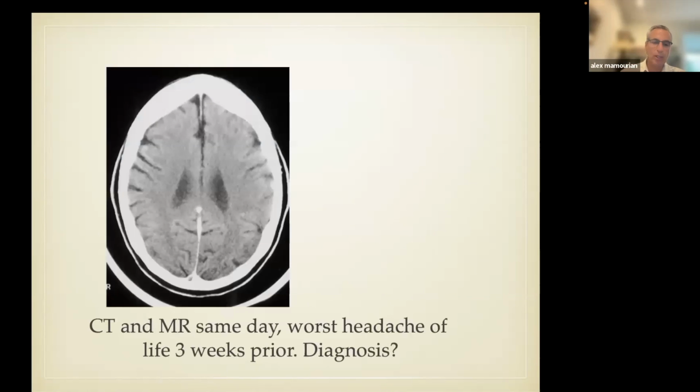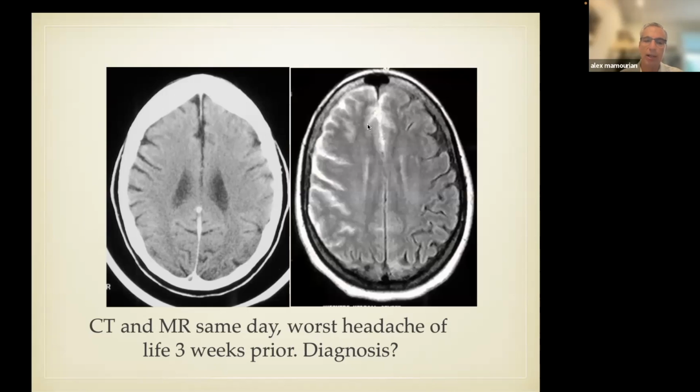So let's look at this patient. This patient had a CT scan and an MR on the same day, and has a history of worst headache of life three weeks prior. This has a history that's suitable for subarachnoid hemorrhage, but now we're at a point in time where you may not see subarachnoid blood on CT. So my diagnosis here would be normal, but here's the MR scan of the same patient.